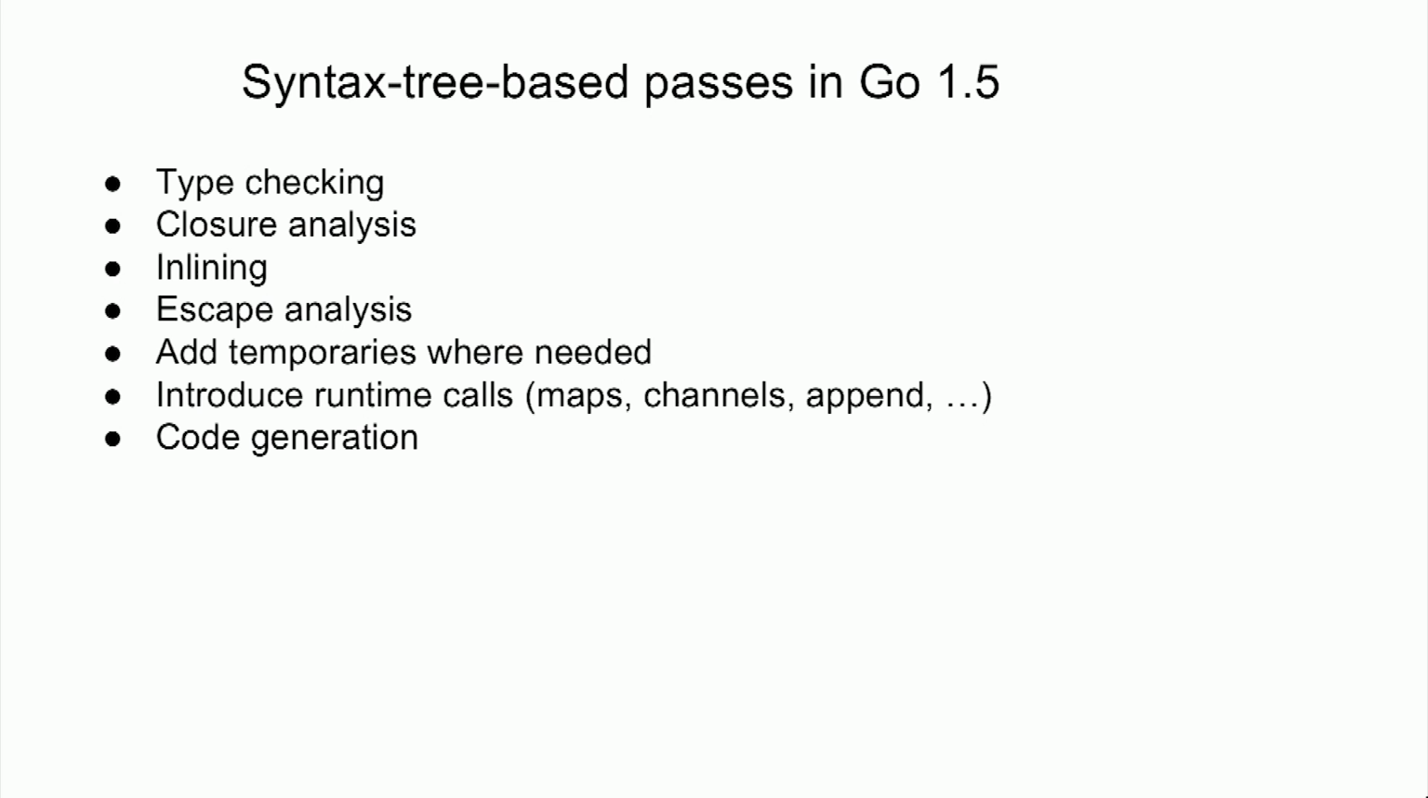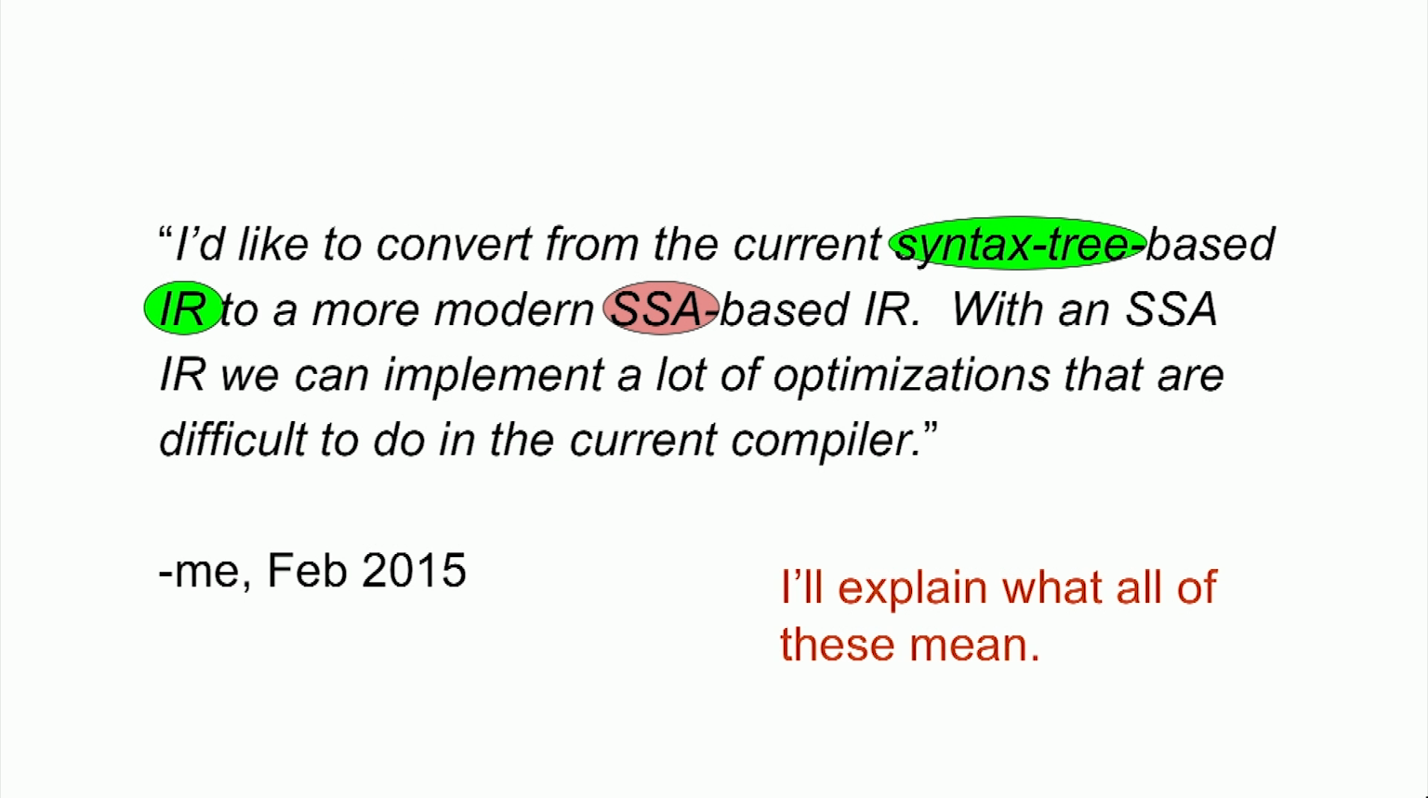And then we do things like add temporaries where we need them, introduce runtime calls for operations like map operations or channel operations, ones that we can't do just with machine code, need to call into the runtime for runtime support. And then the last thing that the Go 1.5 compiler does is it generates code from the syntax tree. And this is sort of a big monolithic code generation step that does all the parts of code generation, instruction selection, register allocation, and so on, in one final step. And so I've told you what a syntax tree is. The syntax tree is sort of the lingua franca of the Go 1.5 compiler.